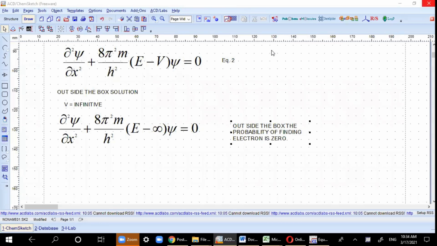Infinity into psi equal to 0. So now when this infinity into psi will be 0, psi should be 0. That means outside the box, the probability of finding the electron is 0. In a one-dimensional box, the probability of finding the electron outside the box is 0. Have you understood this concept?